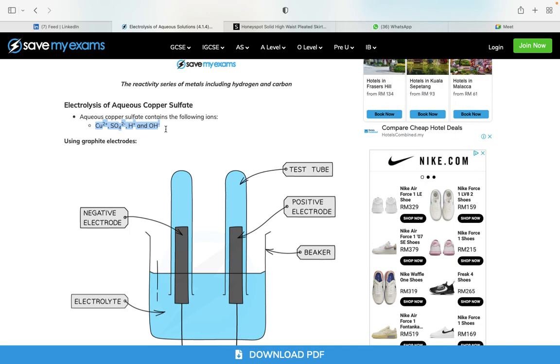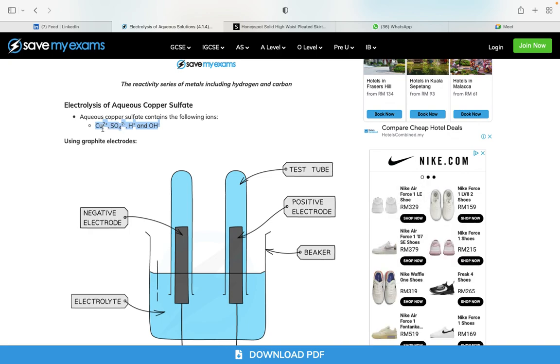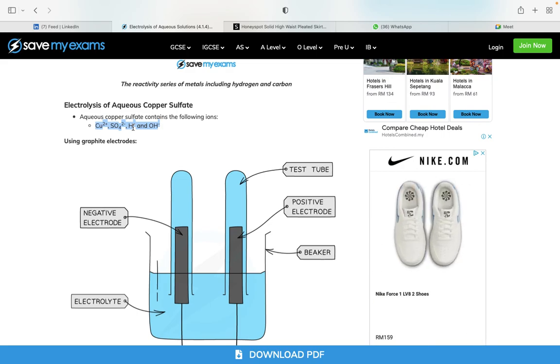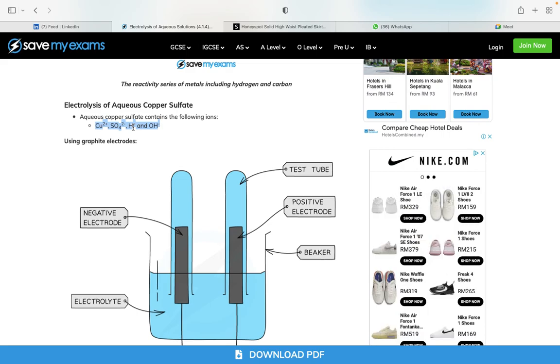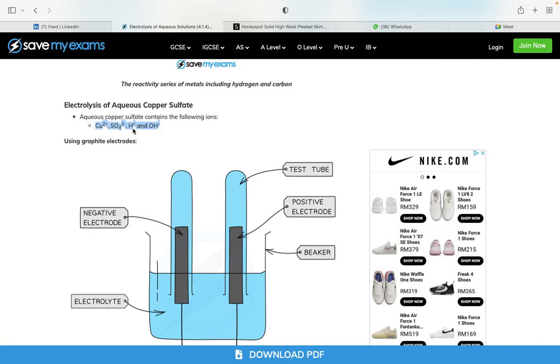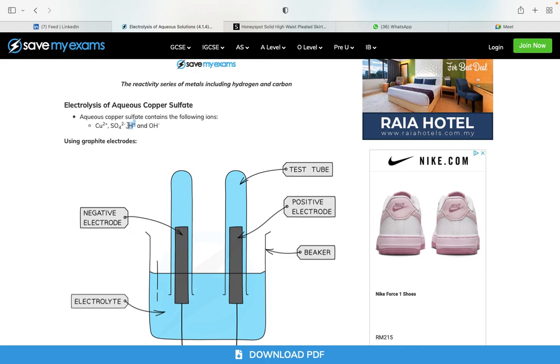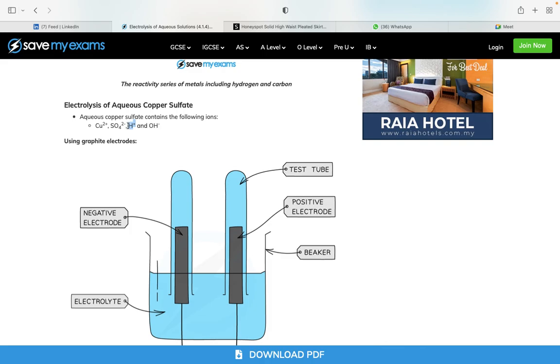Now, which one will migrate to the anode? Which of these positive ions, copper ion or hydrogen ion, will migrate to the cathode? Which one will be discharged at the cathode?